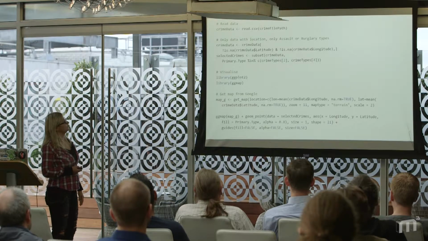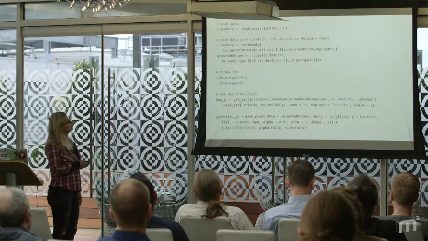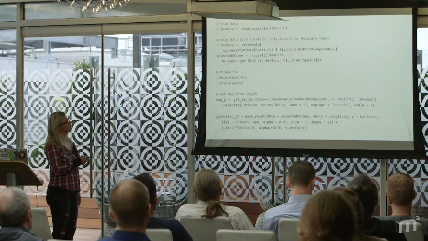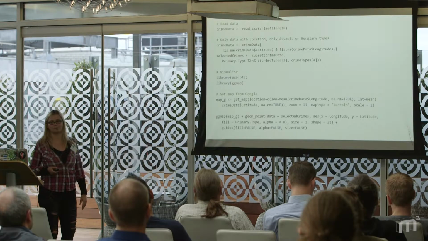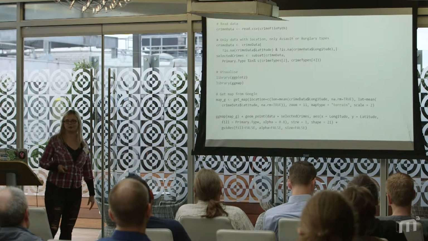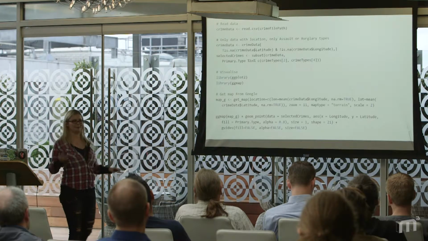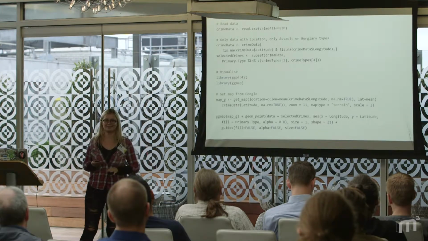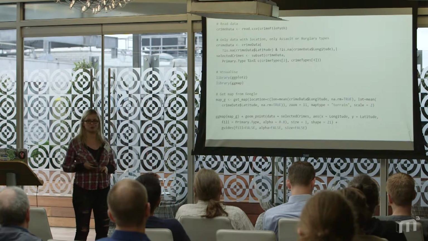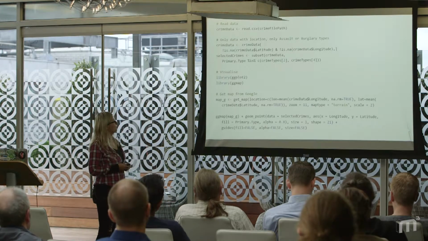So what I did first, I just selected the crimes of type 2 and 4, which is assault and burglary, because when I plotted the data with all of the types, it took ages and it was just a bunch of dots, and that didn't tell me anything.